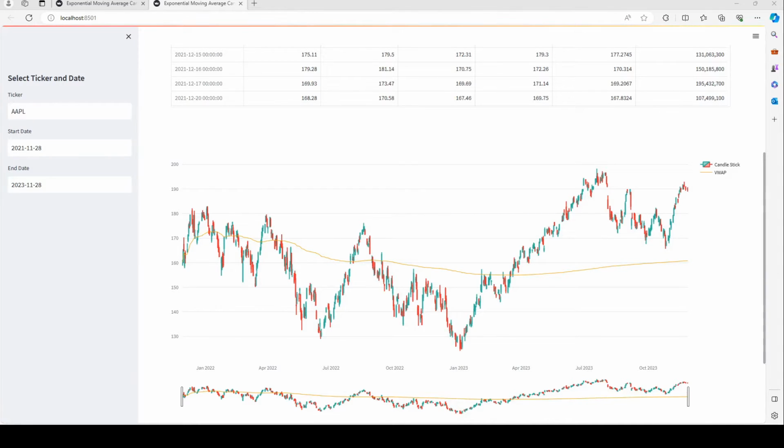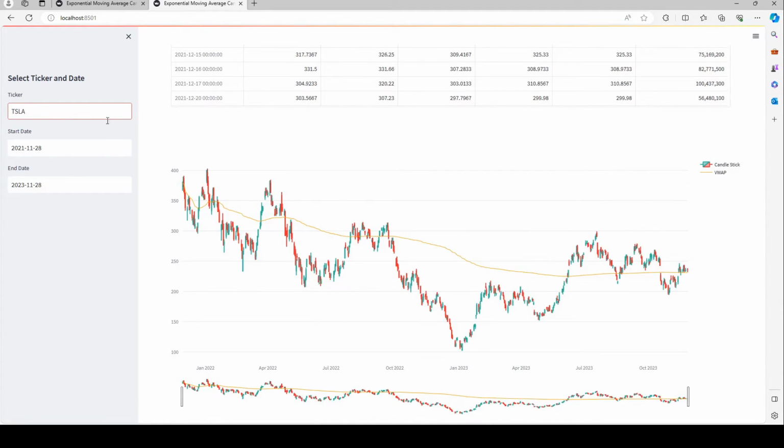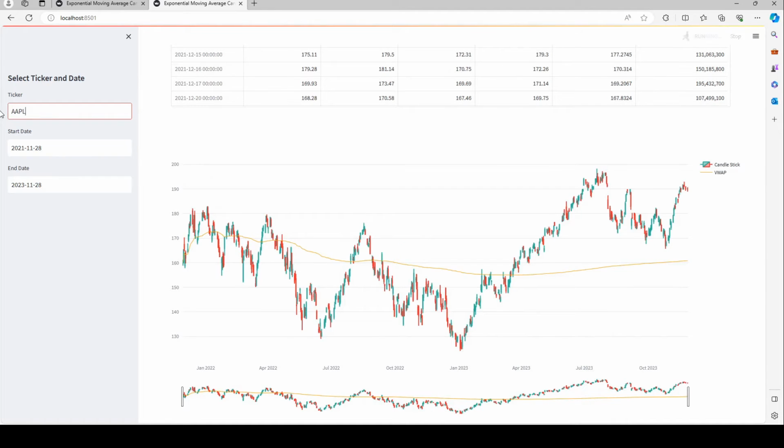and here we have the volume weighted average price. If I want to change it to, for example, Tesla, this is the volume weighted average price of Tesla. If you take Apple, we see that the value is at 160.